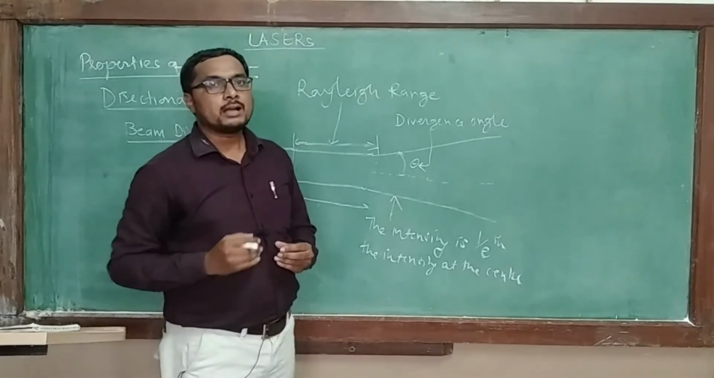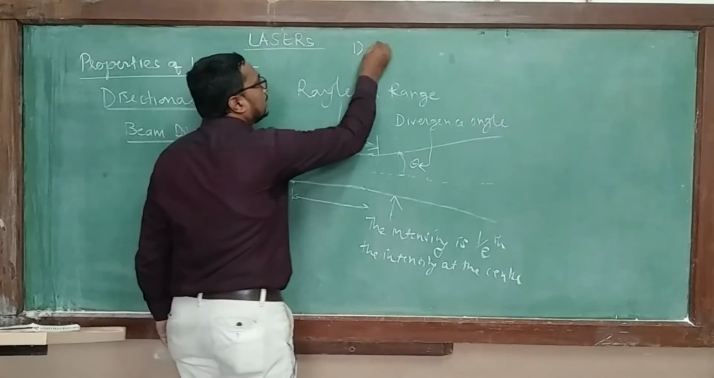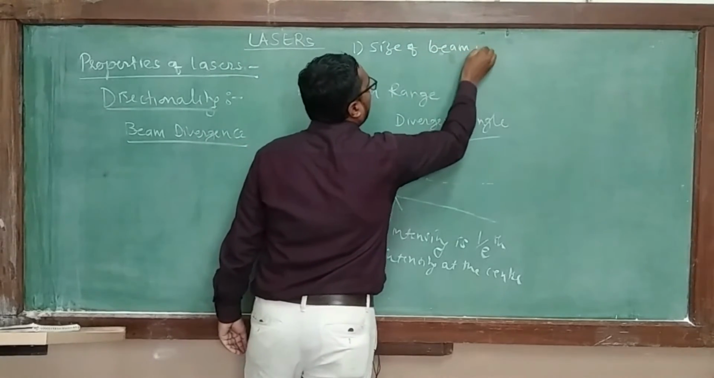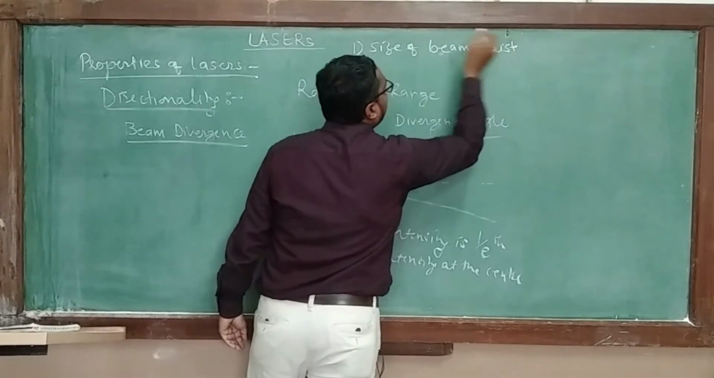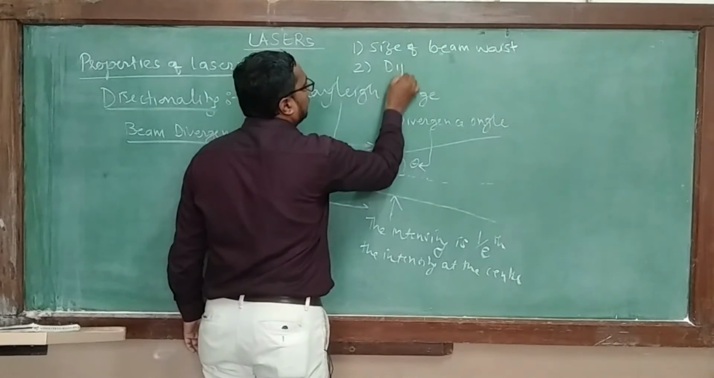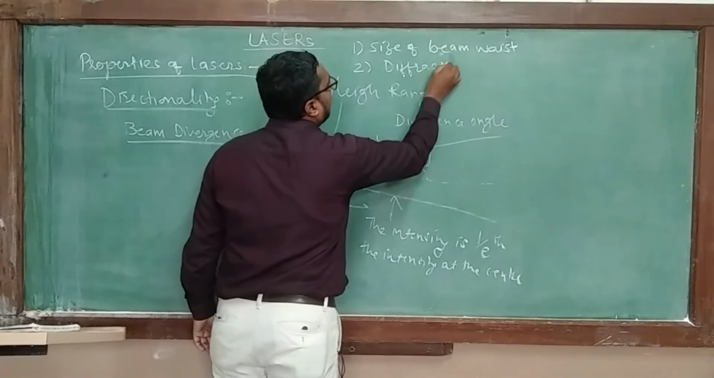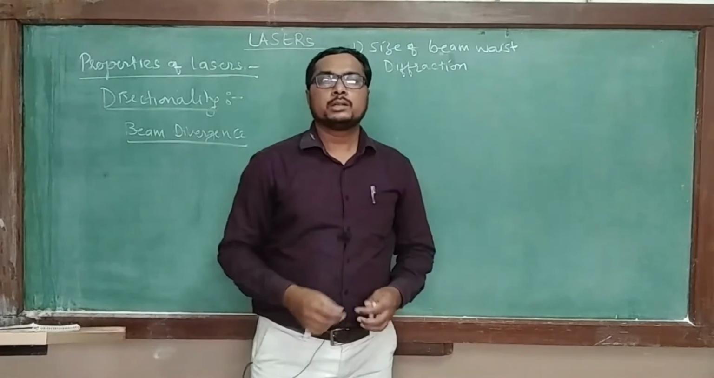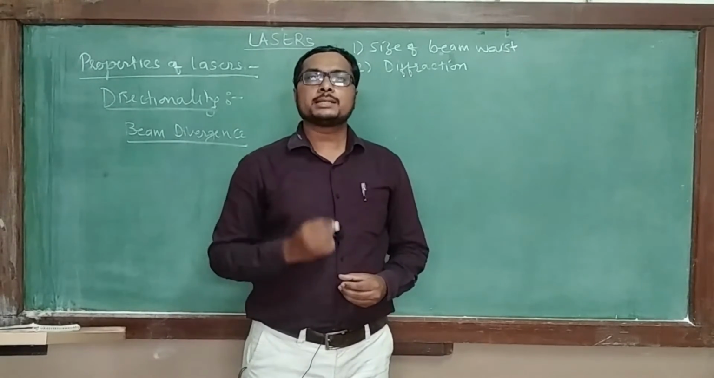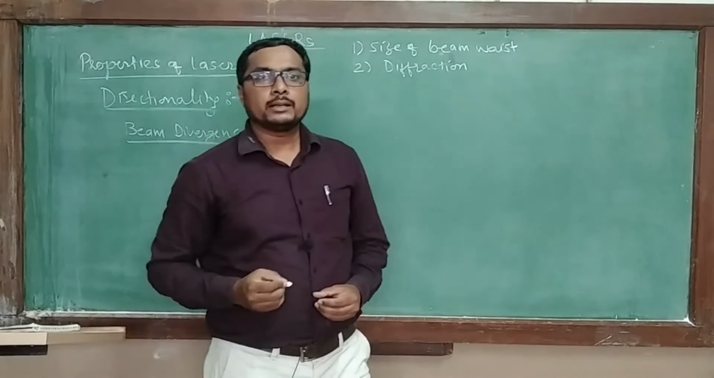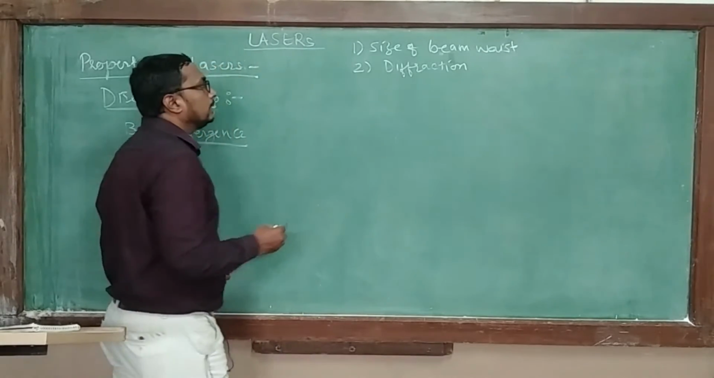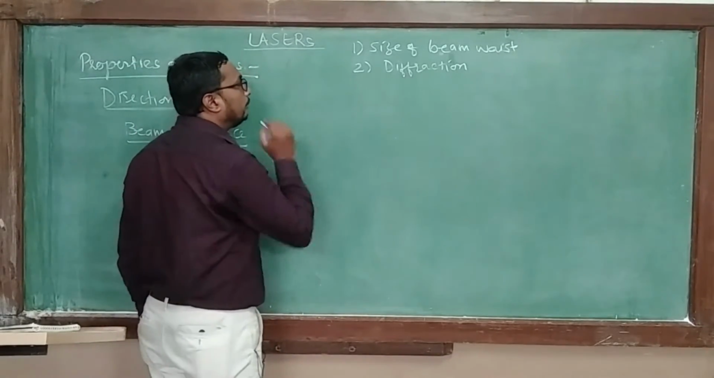These parameters are, first, the size of the beam waist, and second, diffraction. One by one we'll see the effect of these two things on the divergence of the laser beam. So let us first see the effect of the size of the beam waist.